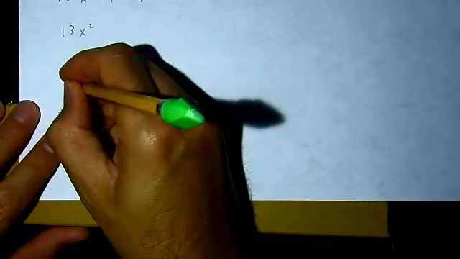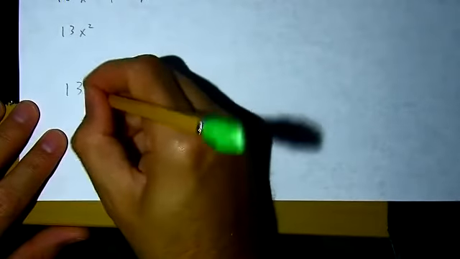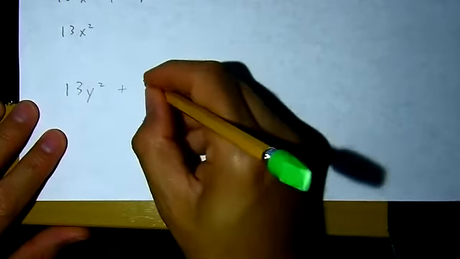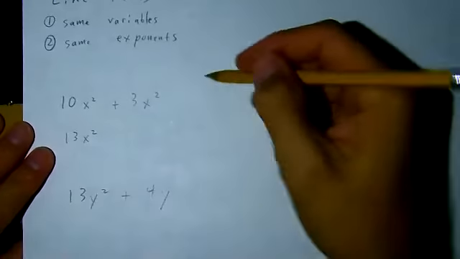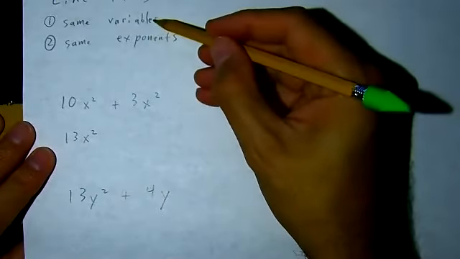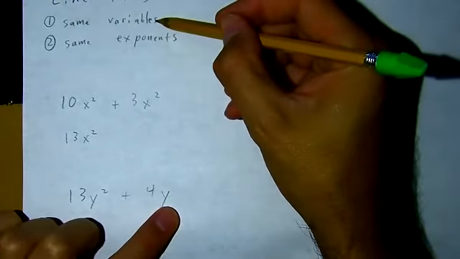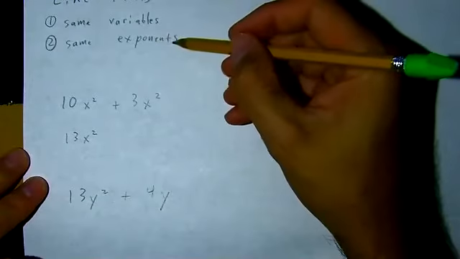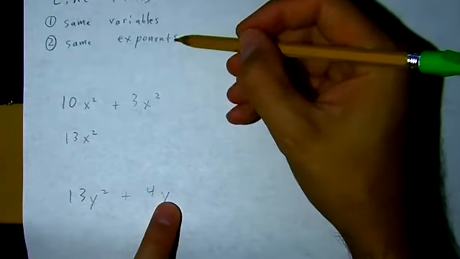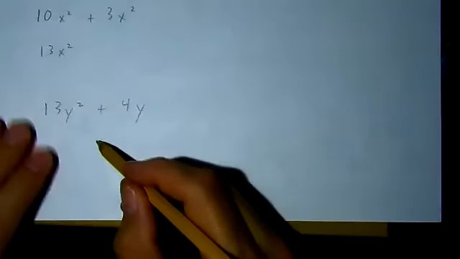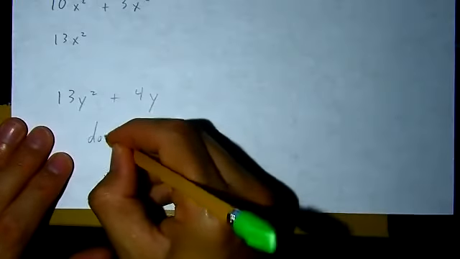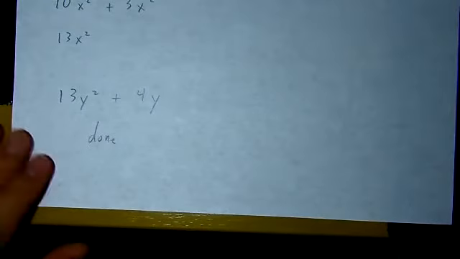Let's say you had 13y squared plus 4y. Well, it goes by rule number 1, same variables. You got a y and a y. But when you get to number 2, same exponents. This has a squared and this doesn't. So this can't go any further. So this expression is done. It's in the simplest form possible.